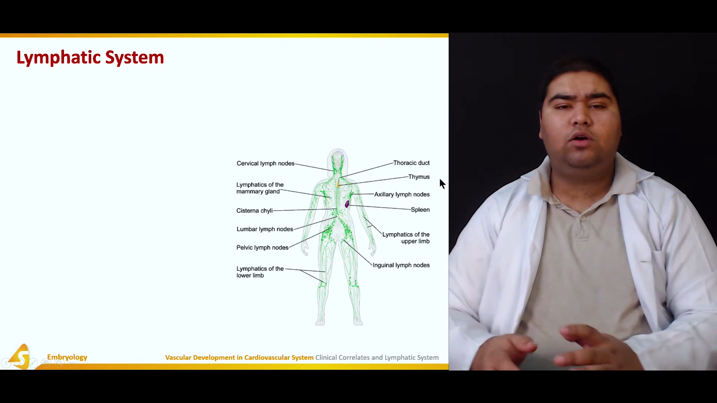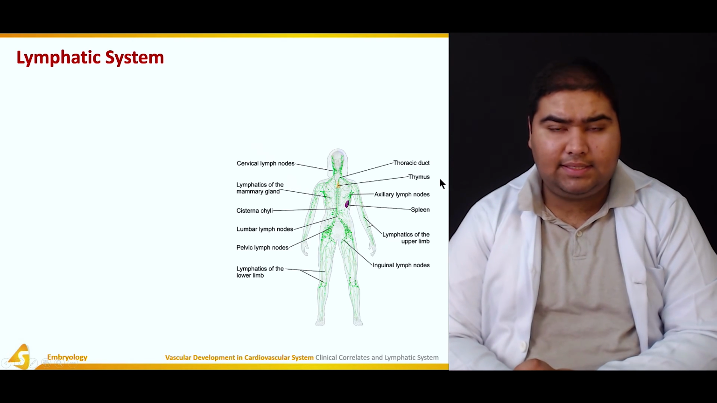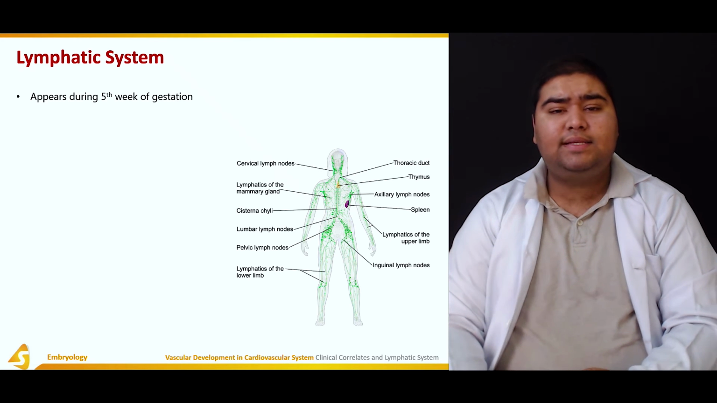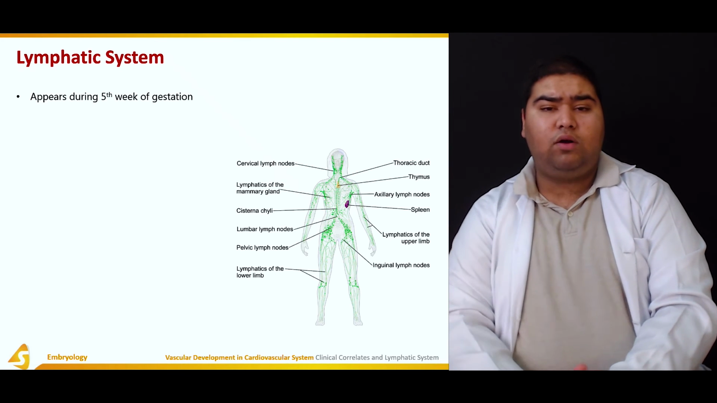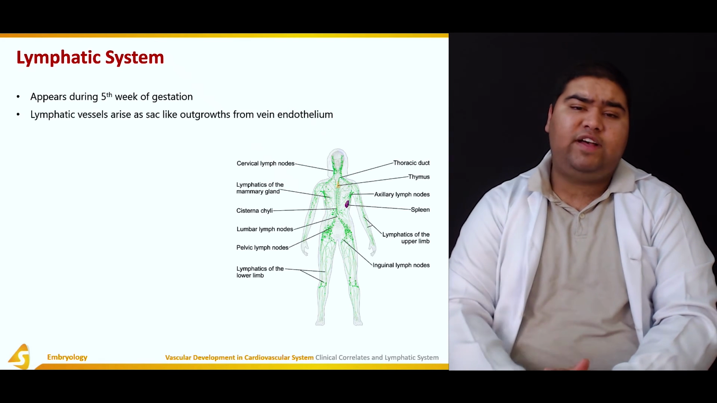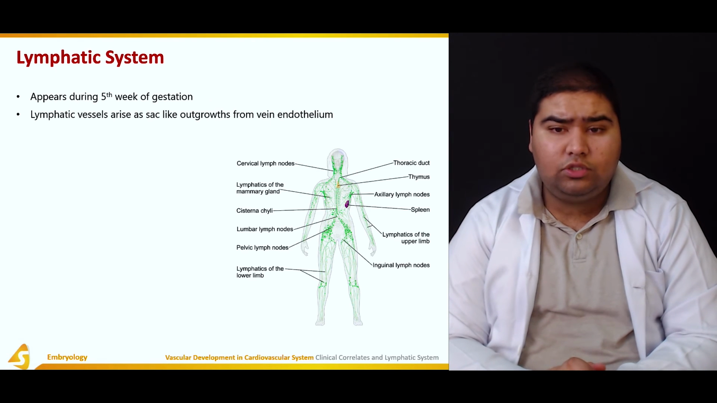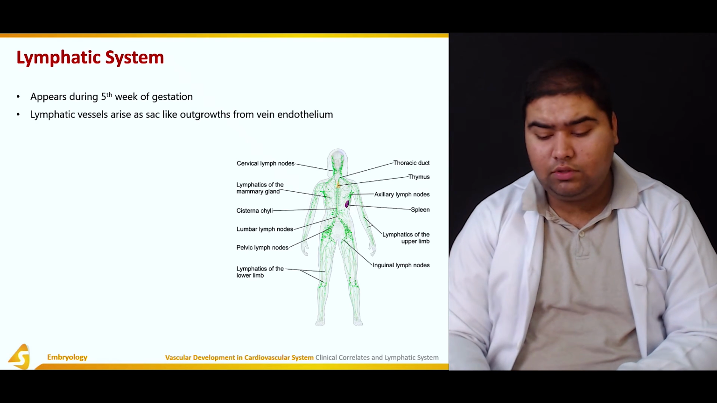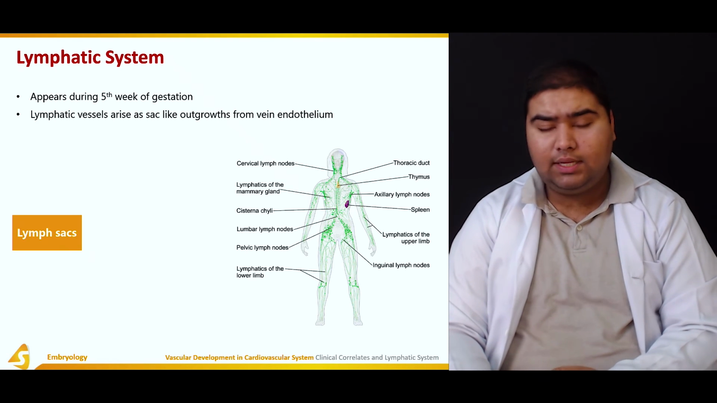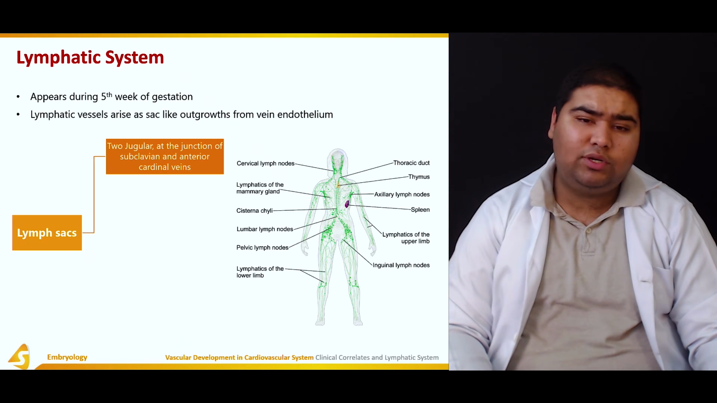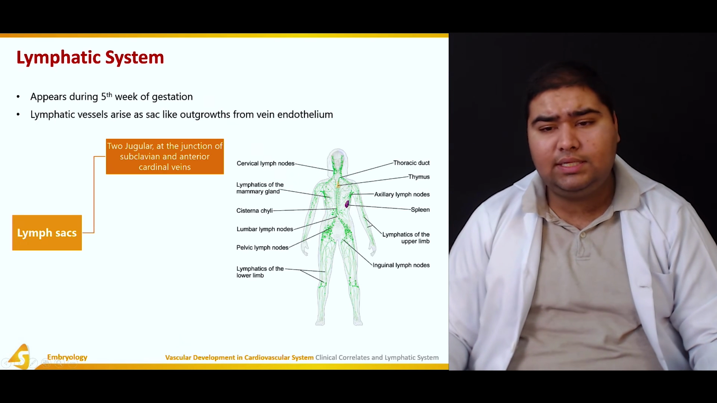So now moving on to the lymphatic system. The lymphatic system appears during the 5th week of gestation. The lymphatic vessels arise as sac-like outgrowths from the vein endothelium. So the lymphatic sacs, what are their locations? Two in the jugular region.